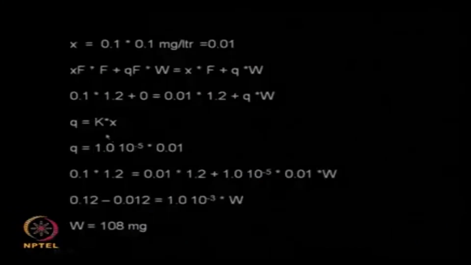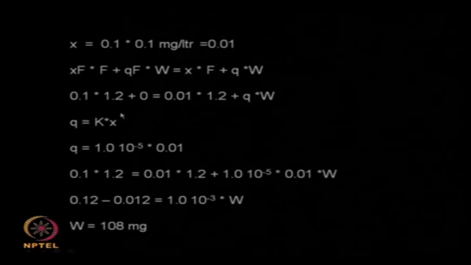So, depending upon the relationship, I may have different types of equation. If it is Freundlich, I may have x raised to the power n, or if I have Langmuir, I may have a very complicated equation. So, this is a linear relationship. I just introduce that into my original mass balance and I calculate my W. Okay. Thank you.